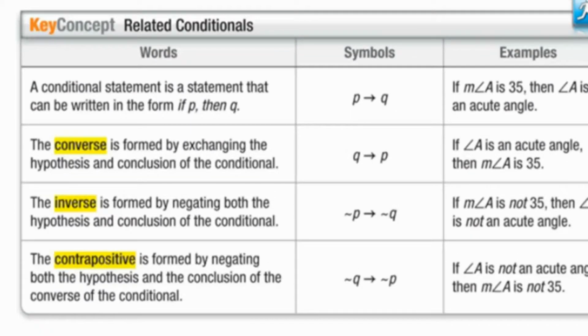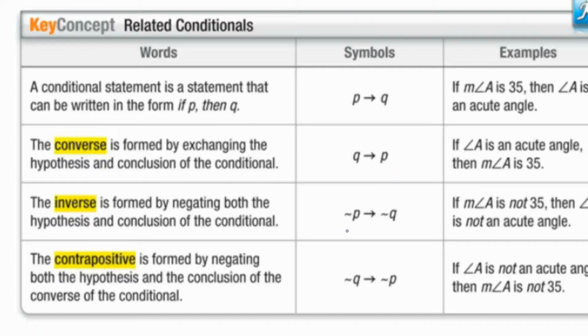Now we're going to get into different ways to rearrange our if-then statement. We started out with our conditional, P implies Q. The converse is when we flip them. So if I say it is raining, then it is wet, as my conditional, my converse would be if it is wet, then it is raining.